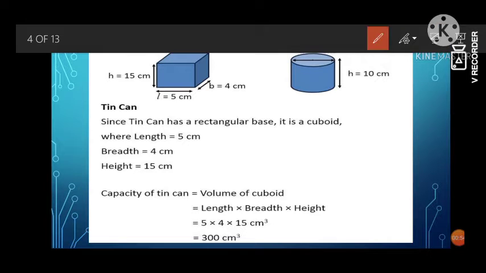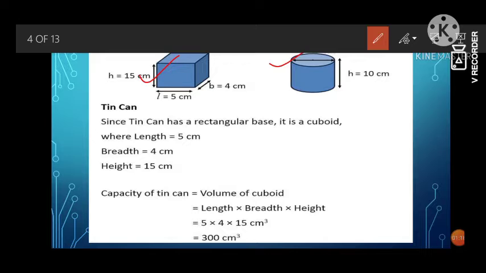So you can see we have two separate types of cans. One is a tin can which is in the shape of a cuboid, and another is a cylindrical can which is in the shape of a right circular cylinder. We have to compare their capacity, that means the volume, and then find which one is greater and by how much.